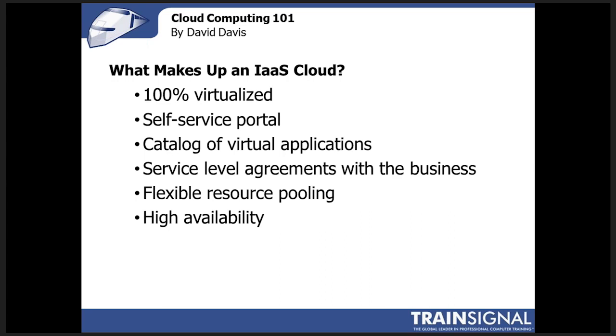You've got a service level agreement. Let's hope even internally, but definitely if it's a public cloud, they've got to offer you a service level agreement. You've got the flexible resource pooling and high availability, again, provided by the virtualization layer. So these are the things that make up an infrastructure as a service cloud, whether it's private or public.